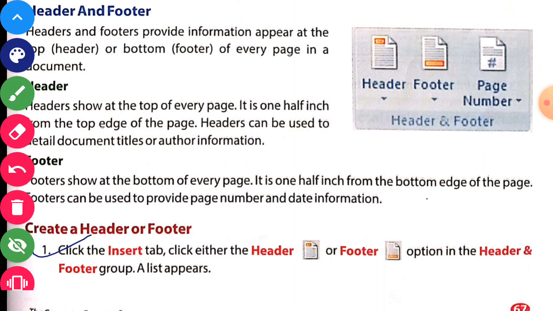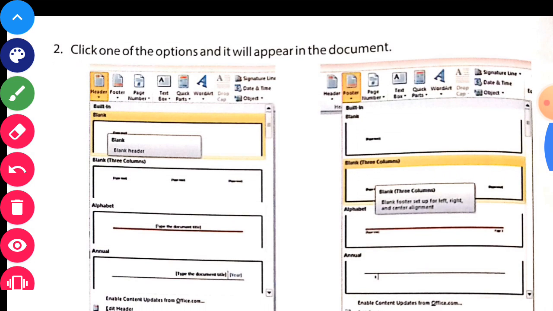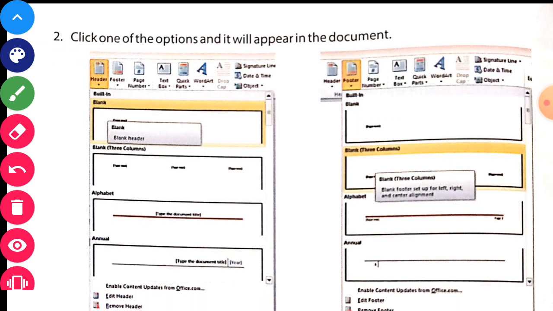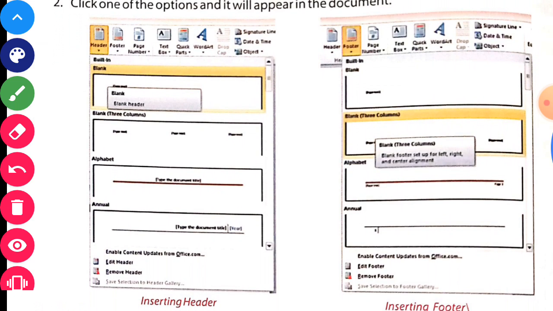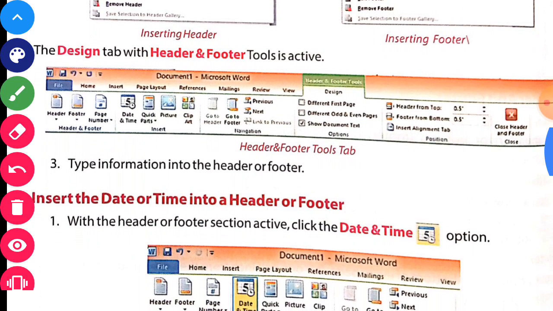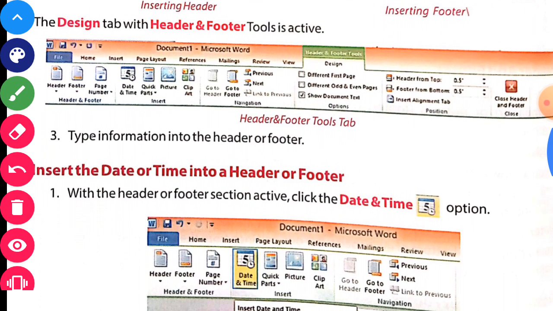Okay children. Next, after this, click one of the options and it will appear in the document like this. Okay, you can see here children, this is inserting header and footer. Now the design tab with header and footer tools is active. Okay, type information into the header or footer. Insert the date or time into header or footer.